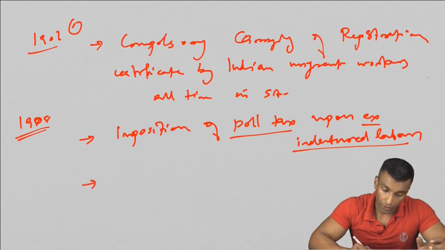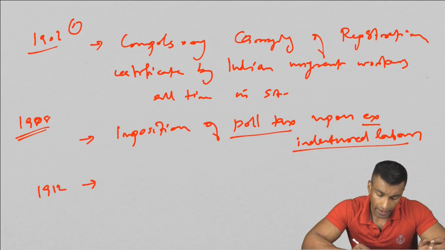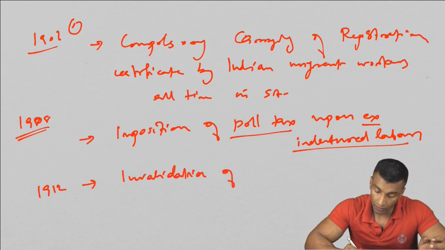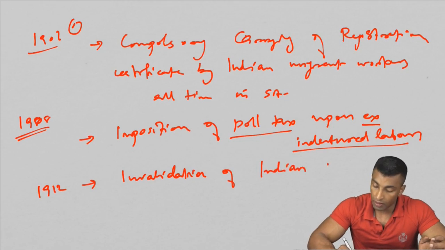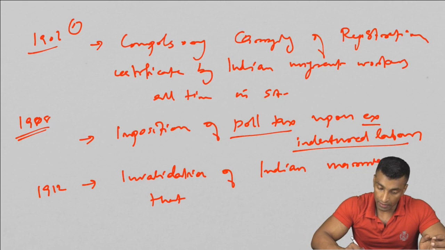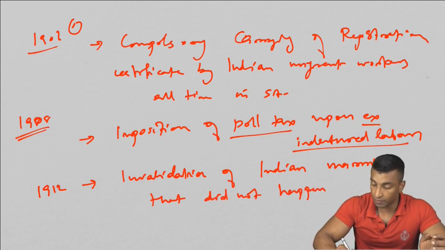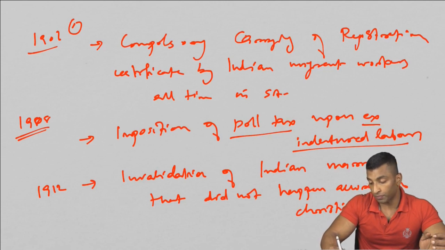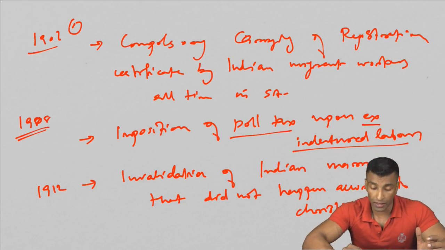The third issue Gandhi took up was in 1912: invalidation of Indian marriages that did not happen according to Christian customs. So these are the 3 issues Gandhi took up.